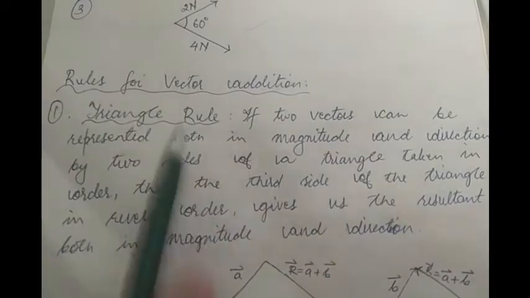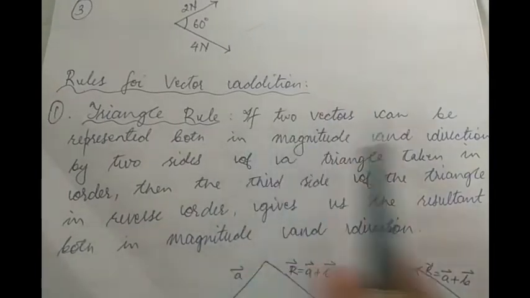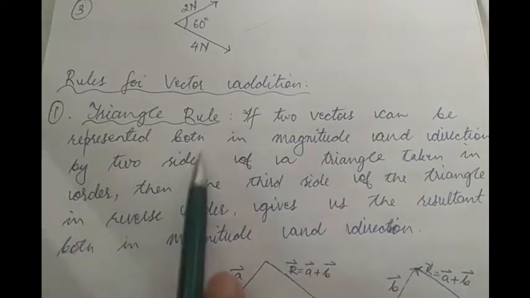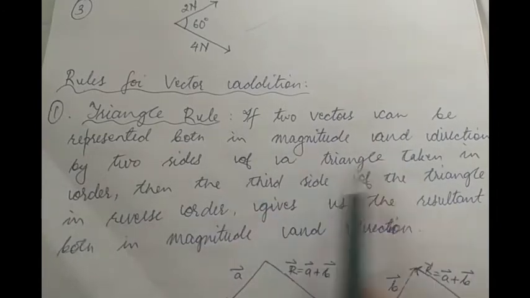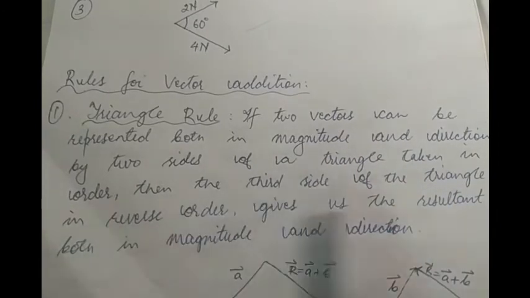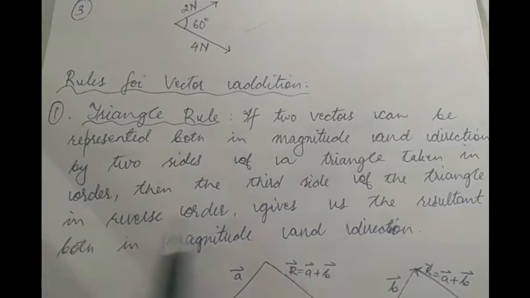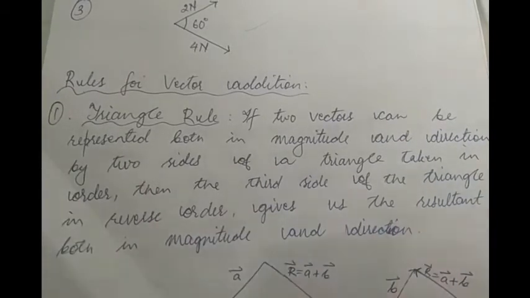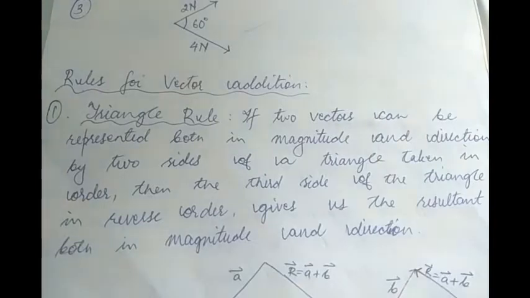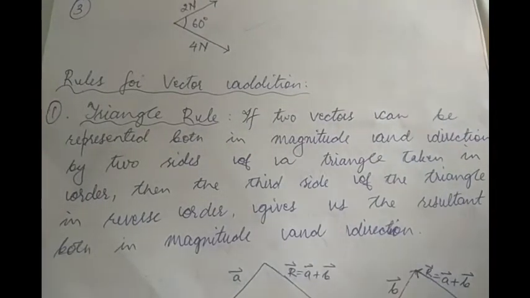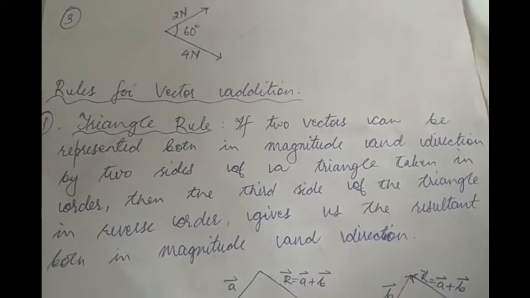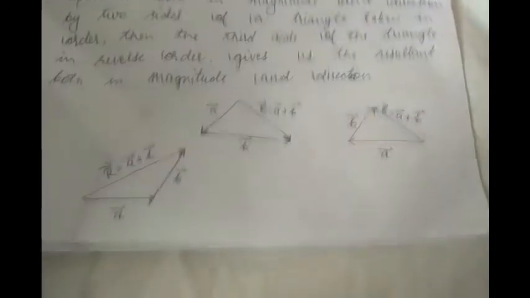So triangle rule says: if two vectors can be represented both in magnitude and direction by two sides of a triangle taken in order, then the third side of the triangle in reverse order gives us the resultant both in magnitude and direction. That is the statement for your triangle rule. So you can pause the video and copy the statement.